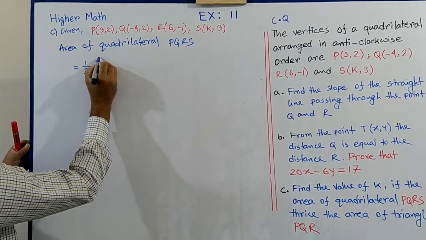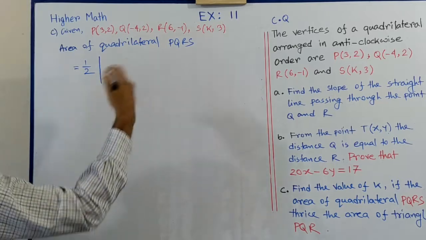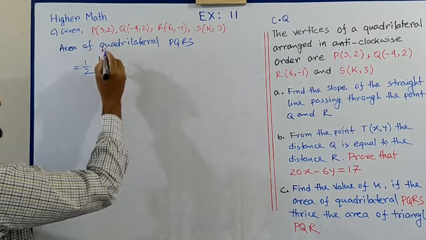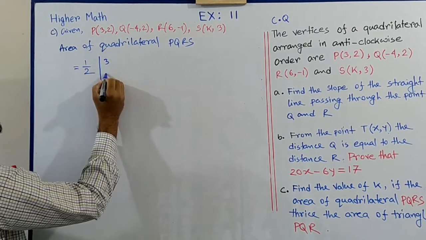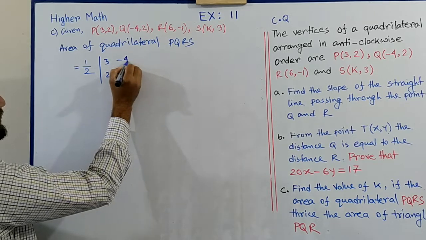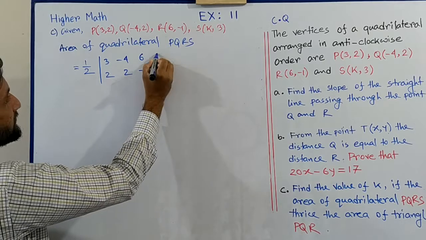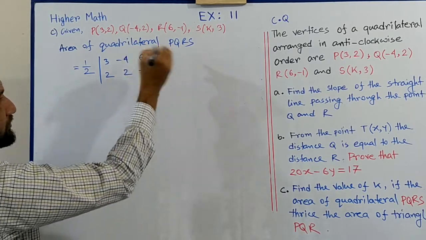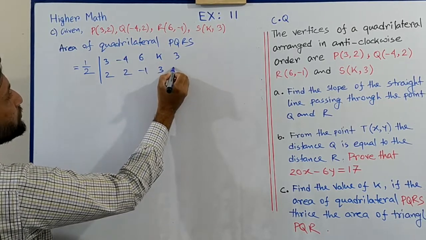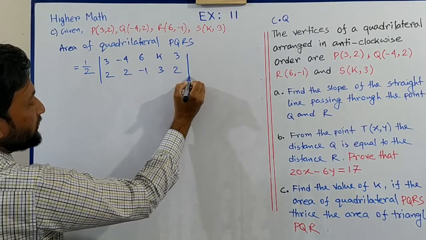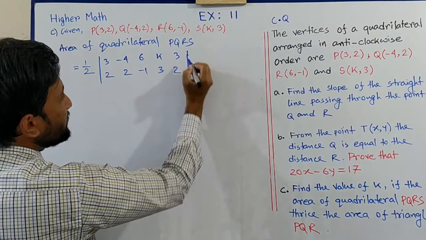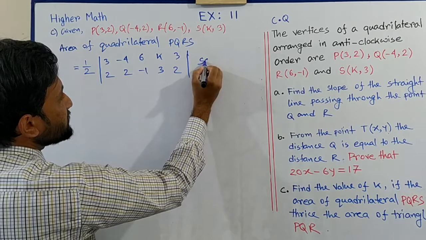At first write down half and then a vertical line, and input all the coordinate points vertically. So first coordinate point 3, 2, second coordinate point minus 4, 2, third coordinate point 6, minus 1, and S is k, 3. Again repeat the first coordinate point 3, 2 and close with another vertical line. Our unit is square unit.